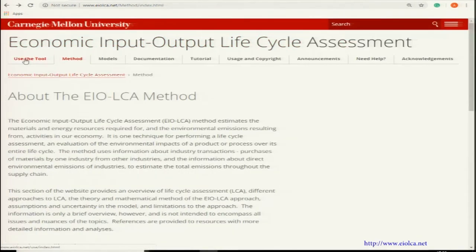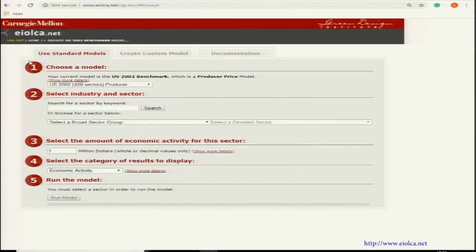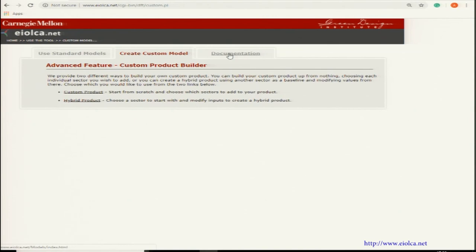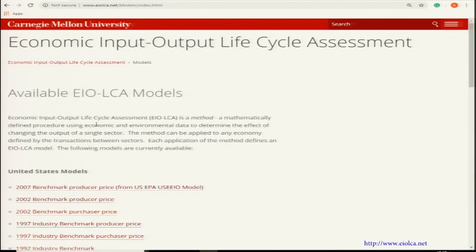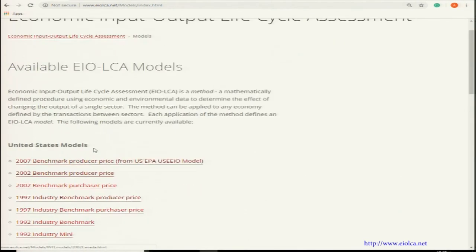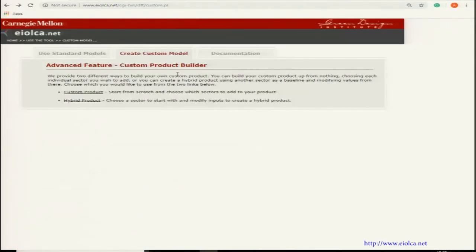So let us start using the tool. There is the first page here, use the tool. I am clicking at this page. So when I open this, the 5-step window opens, in which the first step is to choose a model. So there are three options: use standard models, create custom models, and documentation is also there. Documentation is the information about what are the kinds of models we need to work on this. So, let us try to see the standard models.